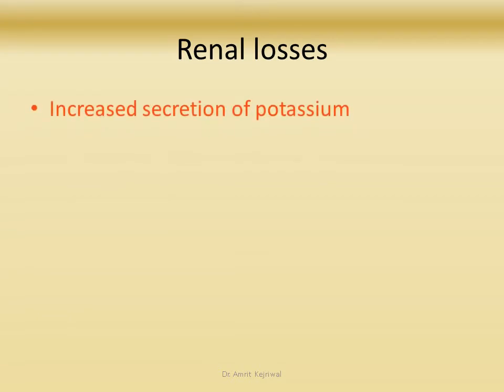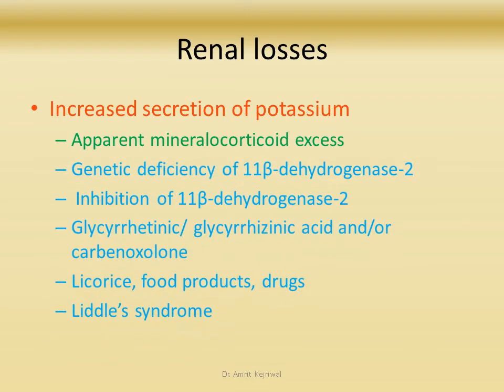Hypokalemia affects the blood pressure, cardiac rhythm, and cardiovascular morbidity. All these contribute together and increase the mortality in hospital. So the treatment of hypokalemia is of prime importance, which directly affects the heart and the blood pressure.